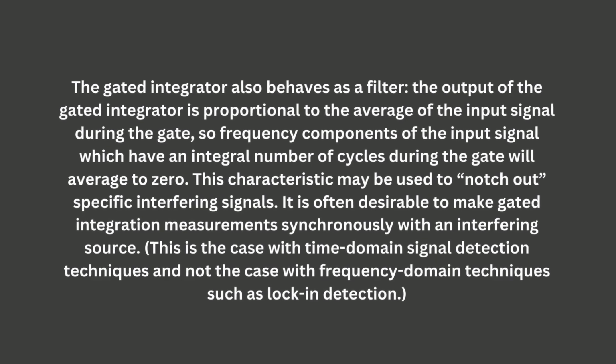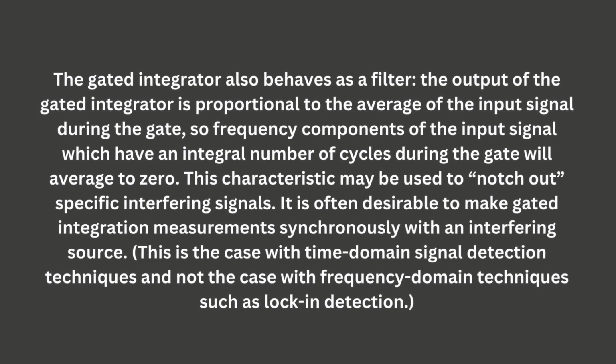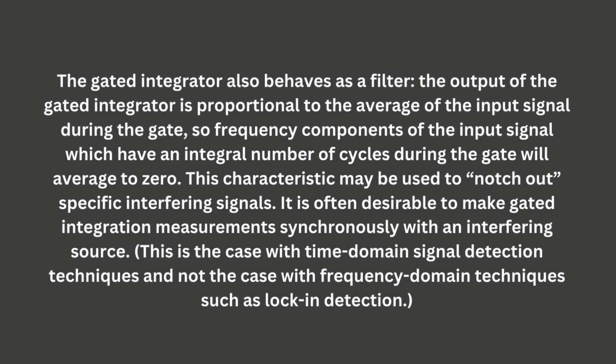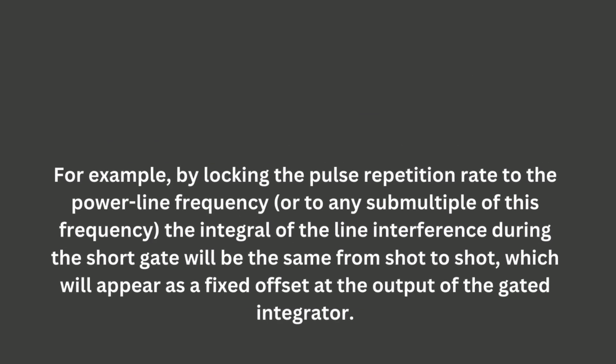The gated integrator also behaves as a filter. The output of the gated integrator is proportional to the average of the input signal during the gate. So, the frequency components of the input signal which have an integral number of cycles during the gate will average to 0. This characteristic may be used to notch out specific interfering signals.